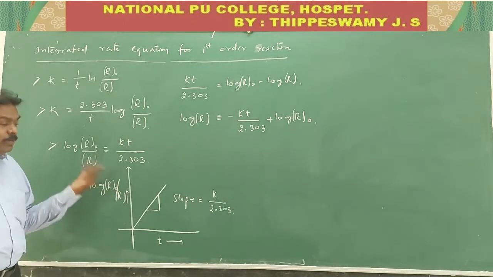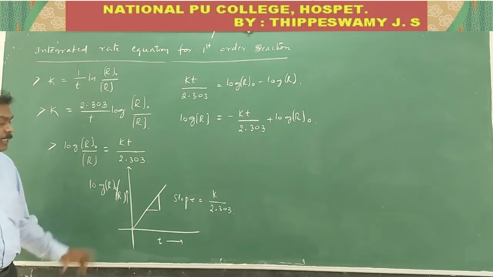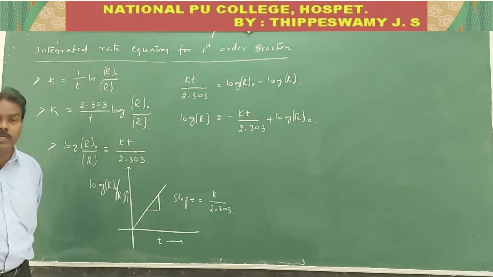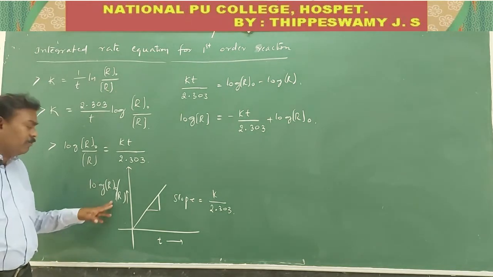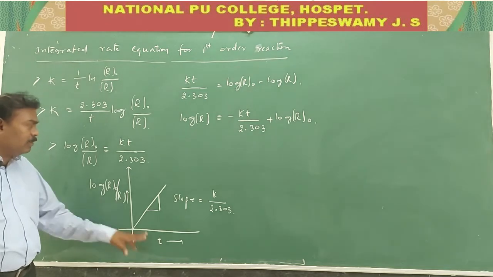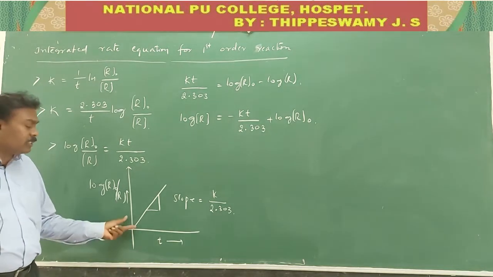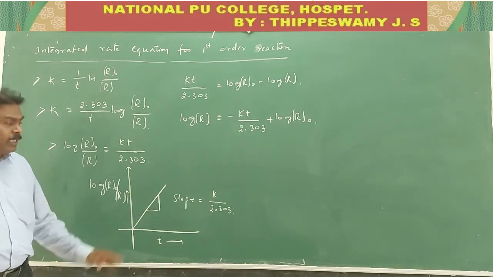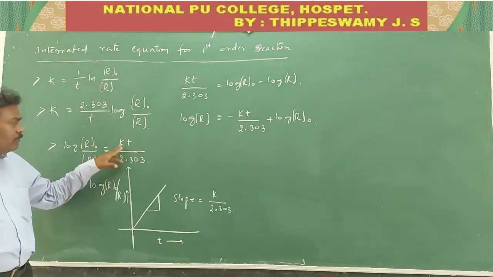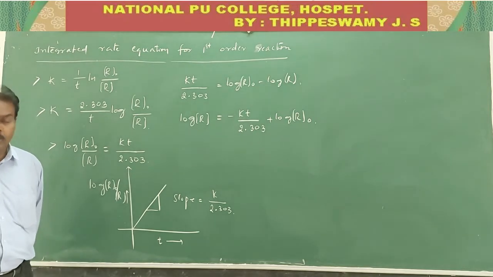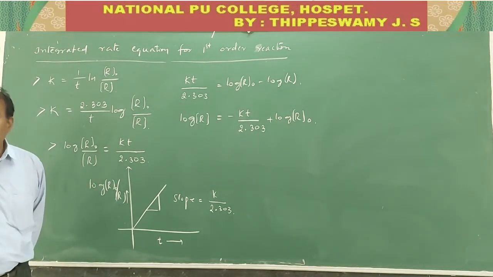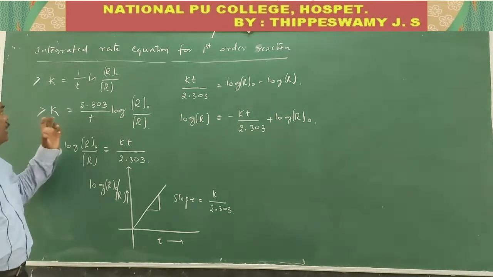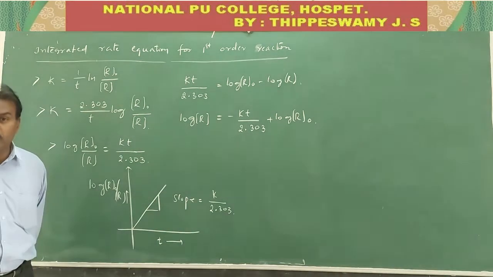These points are very important from the competitive examination point of view. If you plot a graph of log(R0/R) versus t, what do you get? That is a straight line from the origin. For the straight line I have to take the slope. Then what is the value of this slope? Slope is equal to k by 2.303. These are all important points. You should remember well the integrated rate equation for the first order reaction.